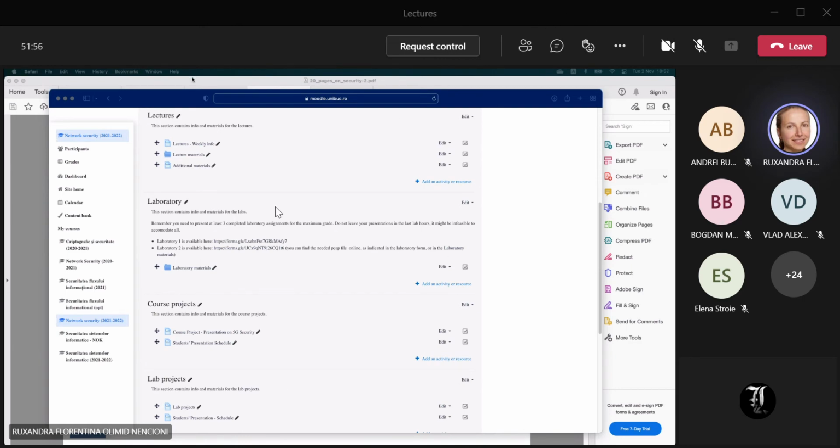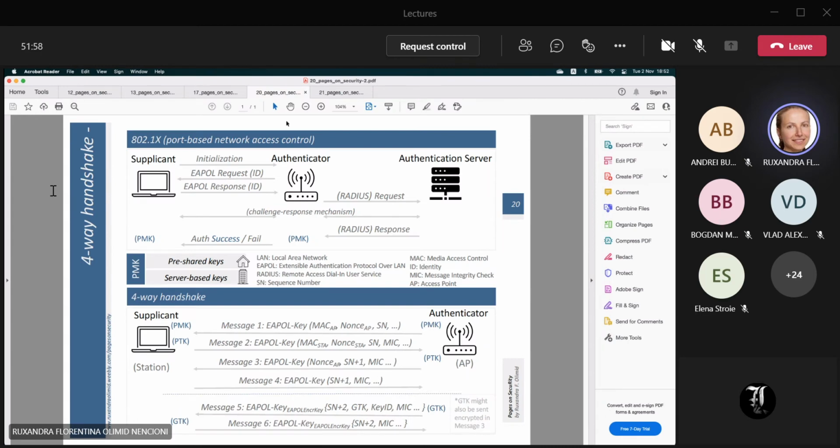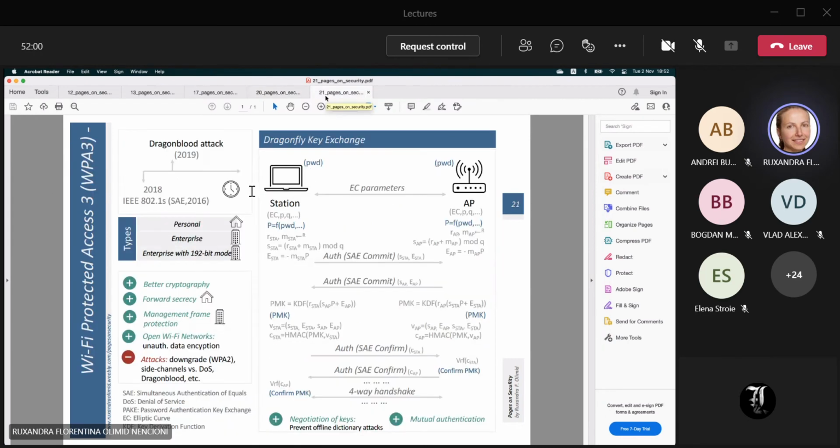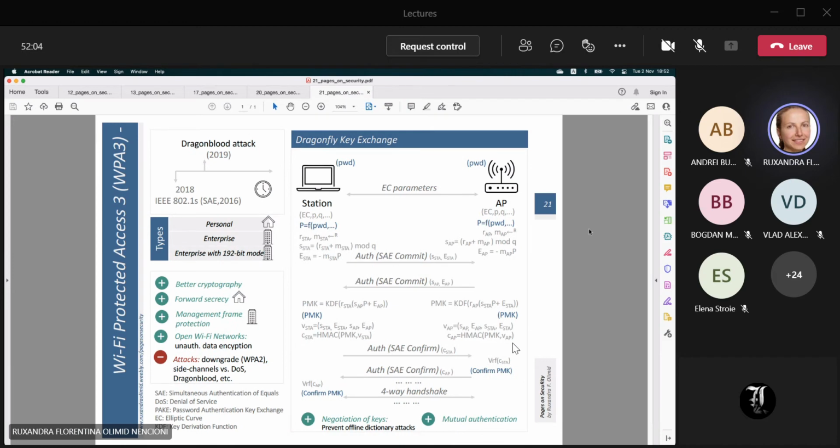What I want us to talk about today, so that we finish the Wi-Fi part, is WPA3. We talked about WEP, WPA, WPA2. Now it's time for WPA3. So WPA3 is the best that we have at the moment. Okay.